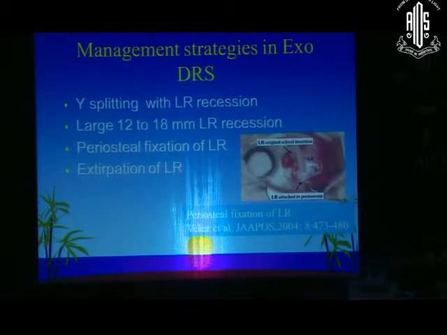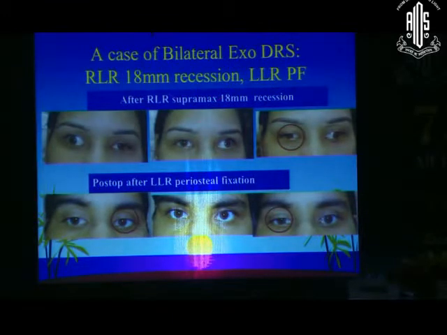Okay, we will come to that. If you find that the exotropia and retraction are quite marked, and the co-contraction is quite marked, then it is better to do a periosteal fixation. Now this was a bilateral exo DRS. In one eye we did a supramaximal LR recession of 18 mm, in the right eye.